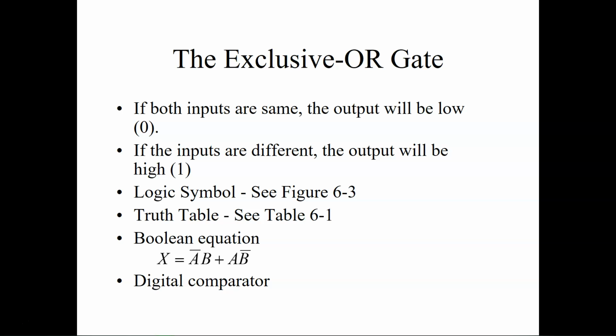So let's talk about exclusive OR gates. So exclusive OR gates. Okay. So if both inputs are the same, the output will be low. So in other words, if we treat this like an AND gate, you will not get an output. If the inputs are different, the output will be high.